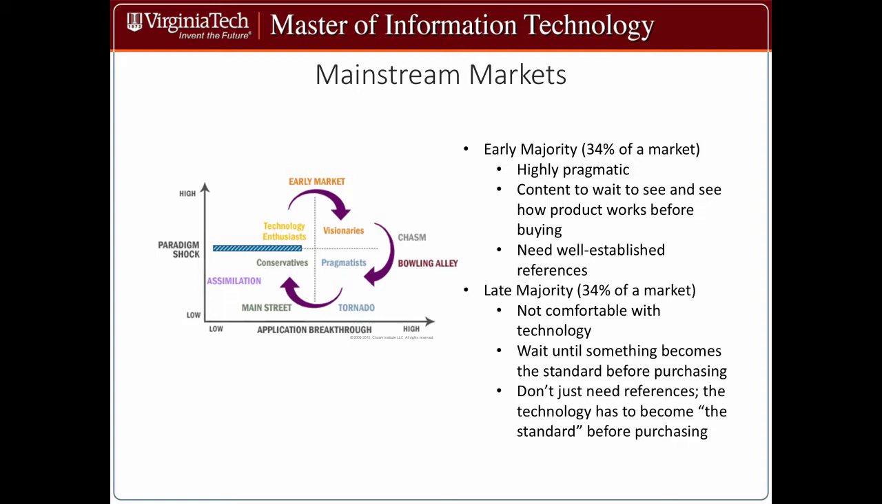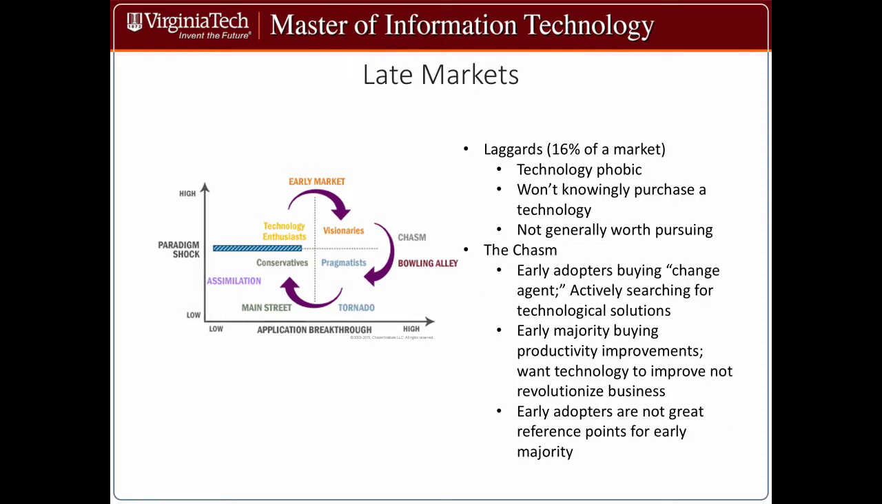Then the last segment is the laggards, right? And these are people that are technology phobic, and they won't knowingly purchase something that's brand new, a brand new technology, unless they're basically forced to, and so they're really the last segment. And typically by this point, because disruption really starts to happen, the more successful we are going into the early majority. And so as we kind of shift into the early majority and maybe go fully into Main Street to start to reach those conservatives.